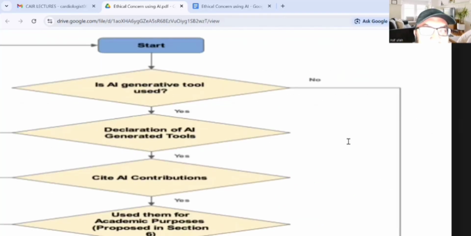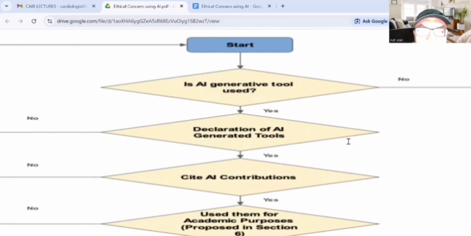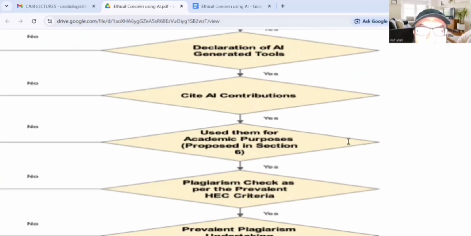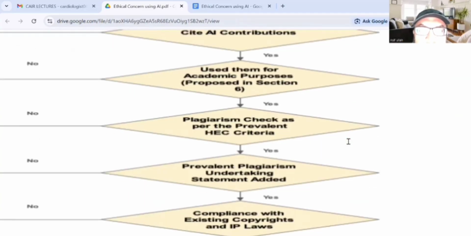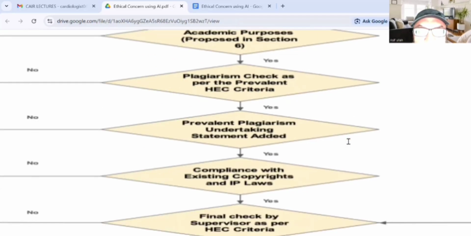So when you start, is a generative tool used? And if yes, is there a declaration of AI-generated tools? If yes, cite AI contributions. If yes, use them for academic purposes proposed in section 6. If yes, plagiarism check as per the prevalent HEC criteria.